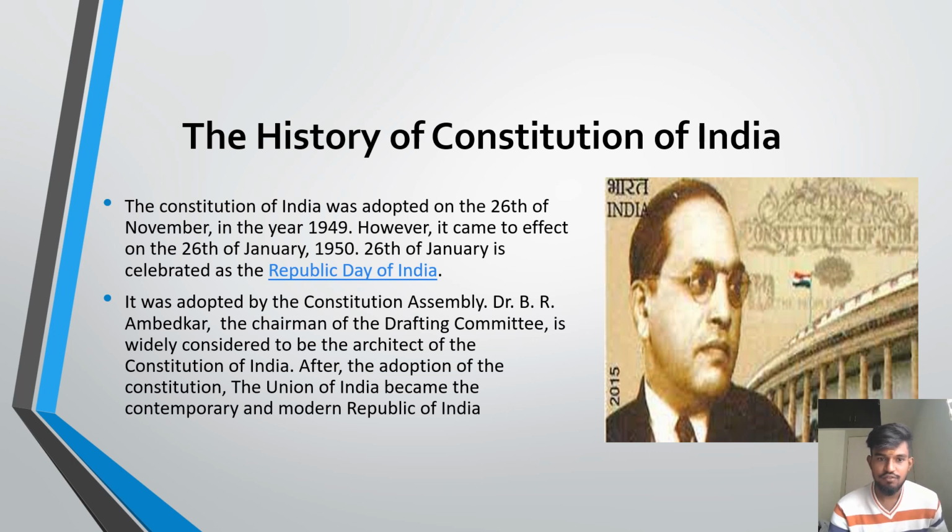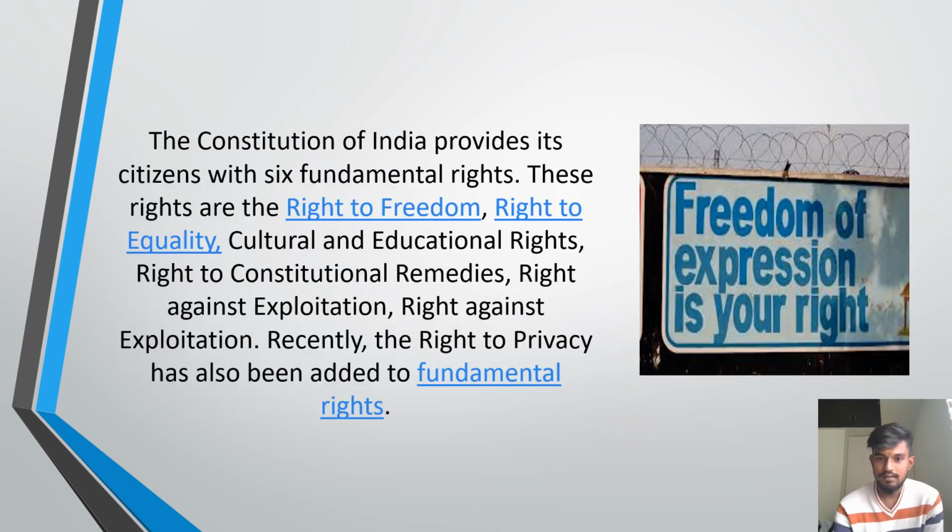The history of the Constitution of India. The Constitution of India was adopted on 26th November 1949. However, it came into effect on 26th January 1950. 26th January is celebrated as the Republic Day of India. It was adopted by the Constituent Assembly. Dr. B.R. Ambedkar, the chairman of the drafting committee, is widely considered to be the architect of the Constitution of India. After the adoption of the Constitution, the Union of India became the contemporary and modern Republic of India.